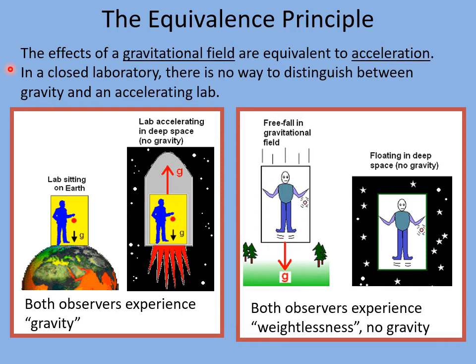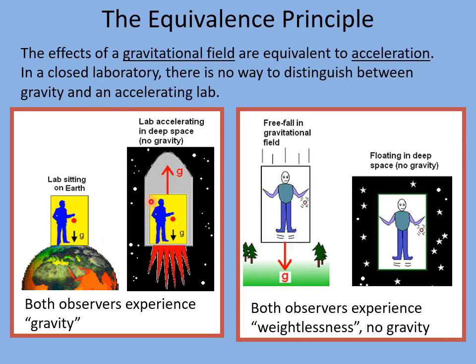So to show you what this means, imagine you're inside of a closed box here, and you're not allowed to look out the window, and you have no idea where you are. Okay. Now it just so happens that this box or laboratory that you're in is sitting on the Earth. So if you do an experiment inside your laboratory, for example, you drop a ball and time it and so forth, you will come up with an acceleration of 9.8 meters per second squared when you drop something, and you will say, okay, I must be in a gravitational field.